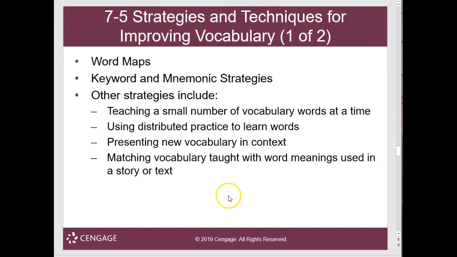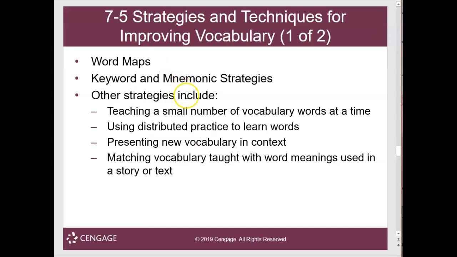So the Frayer, though, has the word in the middle, and then off to one side, it's definition or facts characteristics. On the other side, it's kind of the definition in your own words. And then down below in the left corner is examples, and in the right corner is non-examples. So we want to make sure we're saying what a word is and synonyms, but we also want to make sure what a word is not, or maybe some of those antonyms.